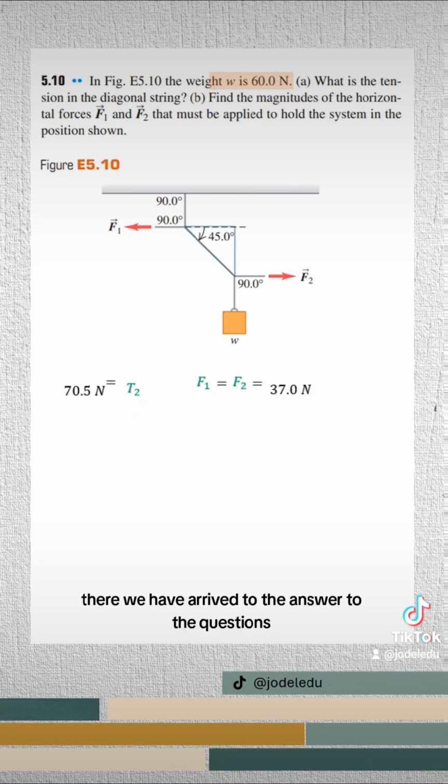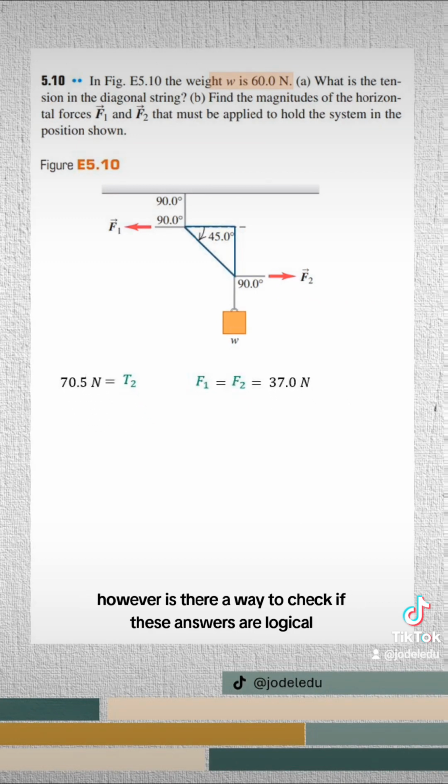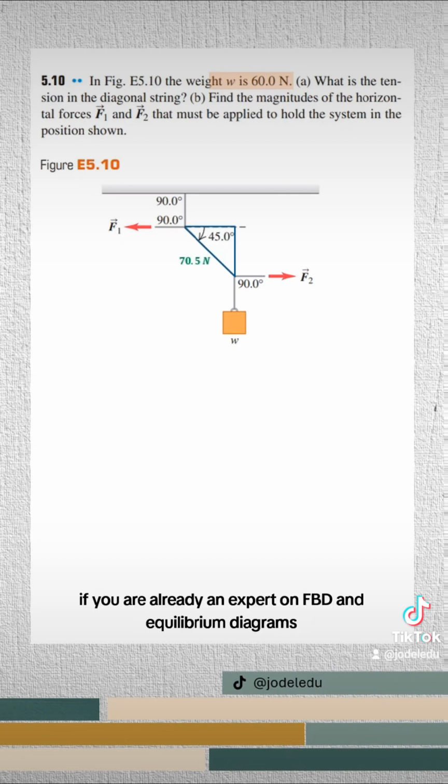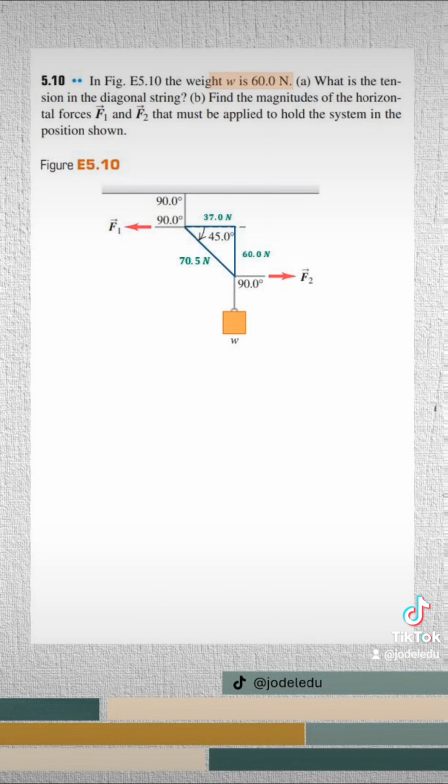There we have arrived at the answer to the questions. However, is there a way to check if these answers are logical? Yes, there is. These values should be the sides of this right triangle here. If you are already an expert on FBD and equilibrium diagrams, you could have built the insight that you can do this shortcut. I hope you learned something from this video.